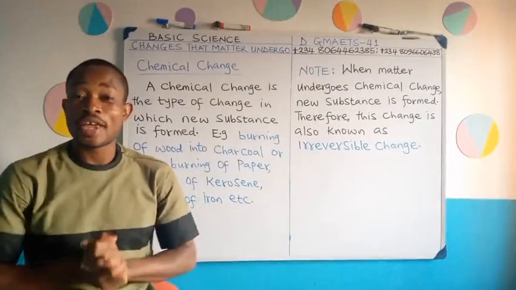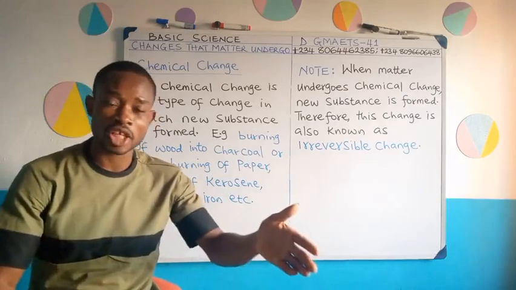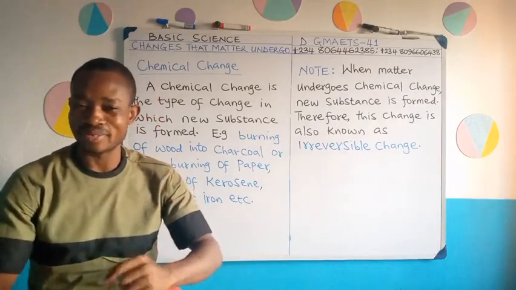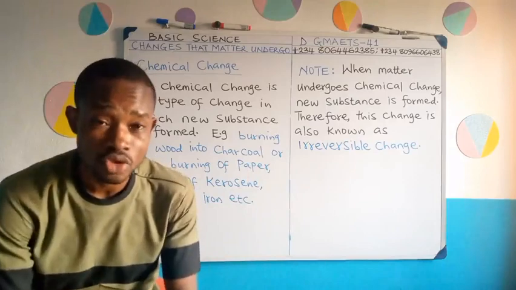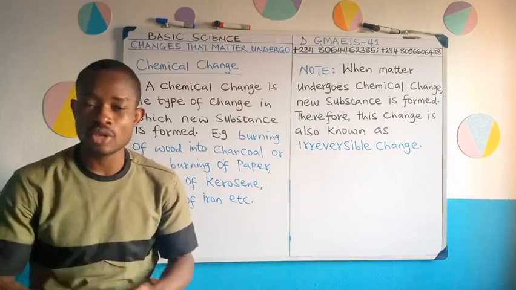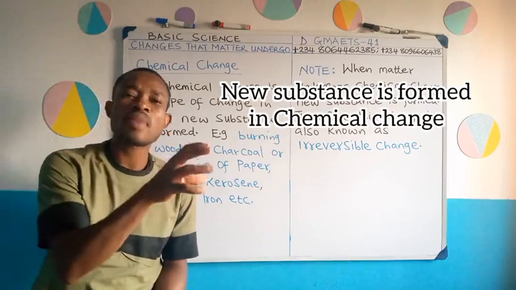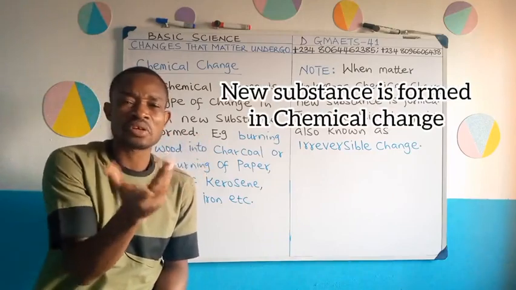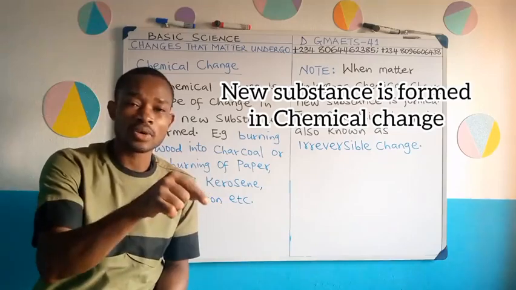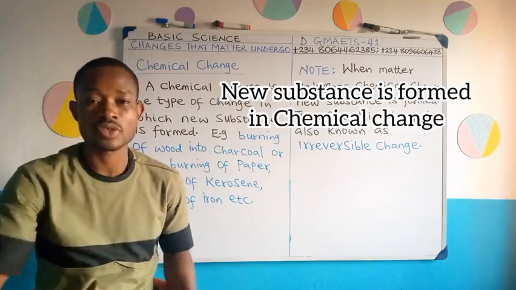In this video, I am going to talk about chemical change, another type of change that matter undergo. So what is chemical change? A chemical change is that type of change that matter undergo in which a new substance is formed. So if you have matter, either solid or liquid or gas, once it undergoes a chemical change, you expect to get a new substance.